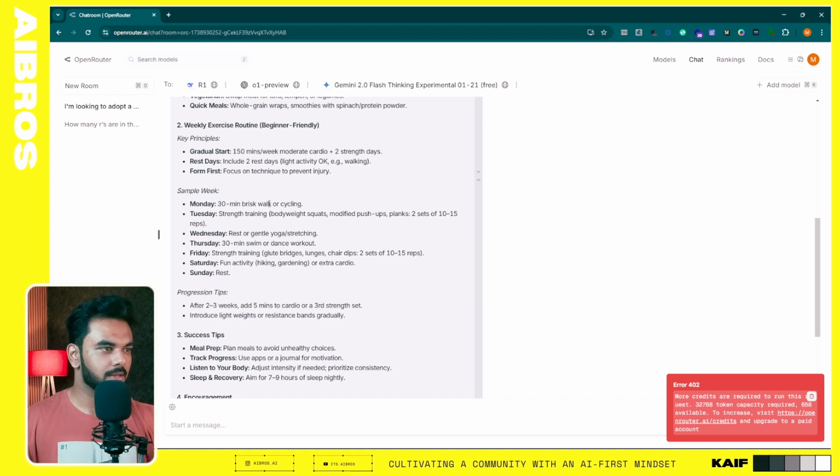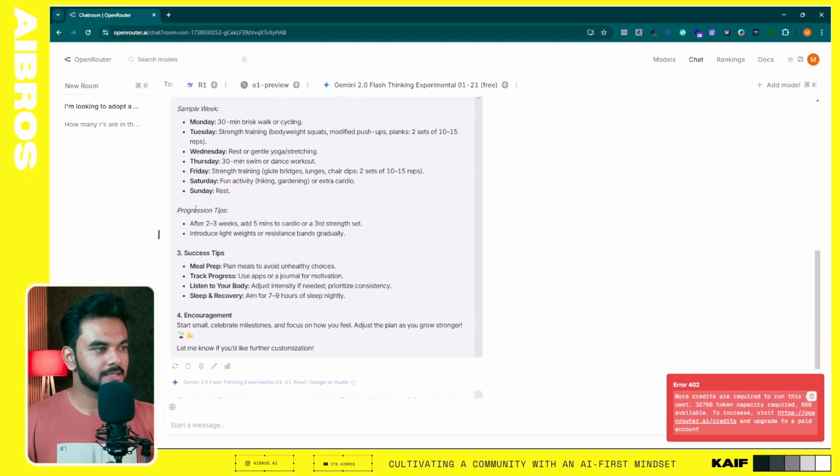Monday, 30 minutes of brisk walk or cycling. Tuesday, strength training. Wednesday, rest or stretching, yoga. Thursday, 30 minutes of swimming. Friday, strength training. Saturday, Sunday, rest. It has given us a progression tip as well. After 2-3 weeks, add 5 minutes to cardio or a third strength set. Introduce light weights or resistance bands gradually.